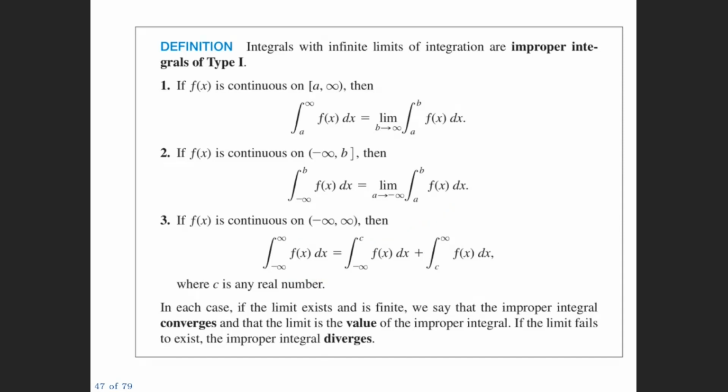If this limit exists and is a finite number, a real number, then we say that the improper integral converges. And whichever value we get as the limit, we say is the value of the improper integral. If this limit doesn't exist, or if the limit is equal to infinity, then we say that the improper integral diverges.